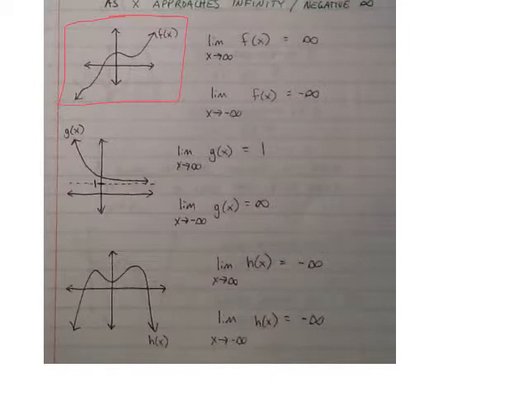Alright, our third example, we have a curve that goes down in both directions, so it's down and out for all eternity. So the limit as x goes to infinity is negative infinity, and the limit as x goes to negative infinity is negative infinity. This function is always down and out. Sad function.